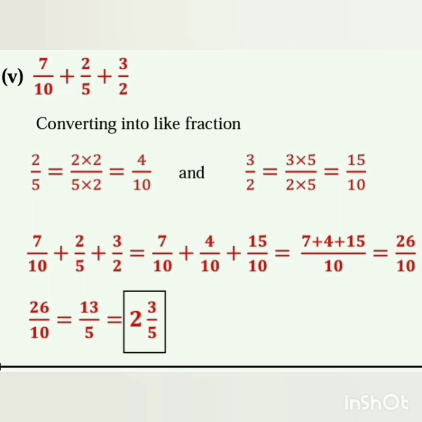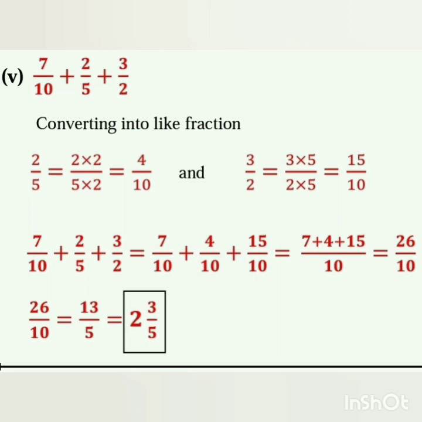Now fifth of first, 7 upon 10 plus 2 upon 5 plus 3 upon 10. Here again, the denominators of the fractions are different, so we have to convert into like fractions. For that, 2 upon 5 is equal to 2 into 2 upon 5 into 2, which is equal to 4 upon 10, and 3 upon 2 is equal to 3 into 5 upon 2 into 5, which is equal to 15 upon 10. Now in all the three fractions, denominators are the same.